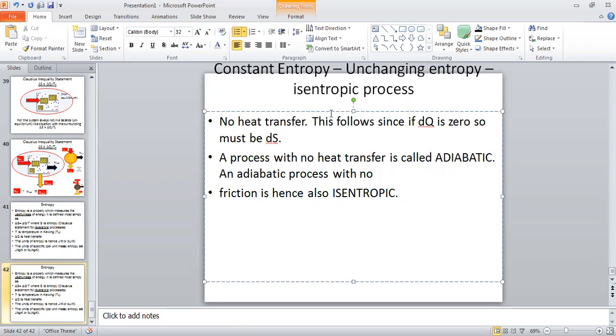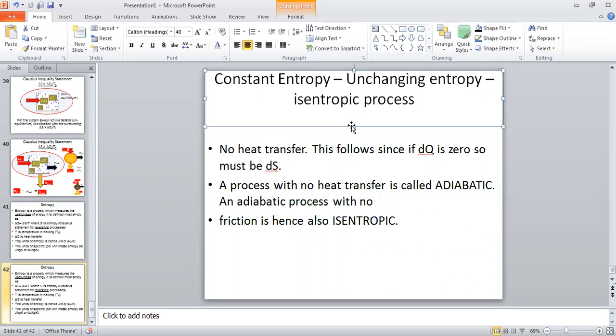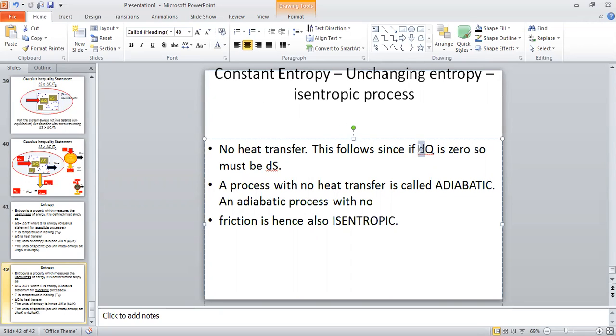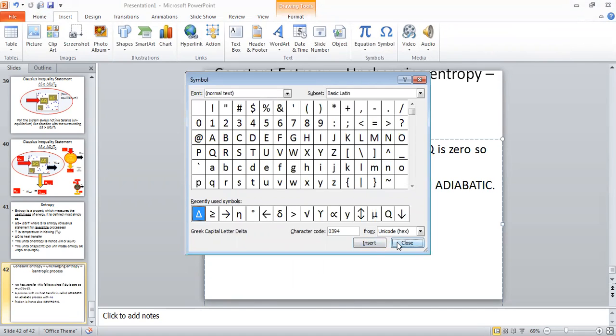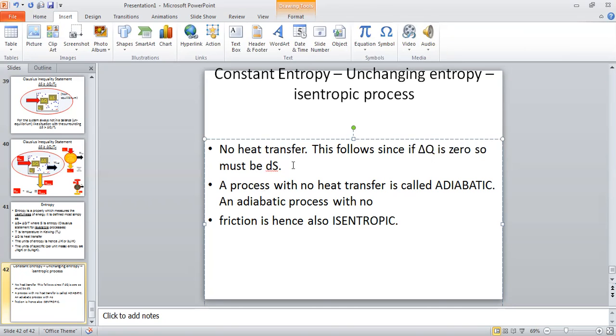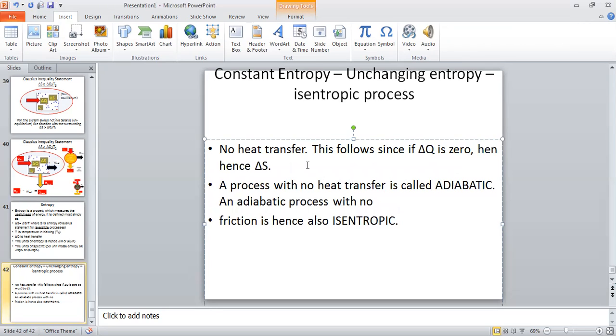No heat transfer, constant entropy, since if delta Q is 0, delta S must also be 0. Hence delta S is 0 as well.